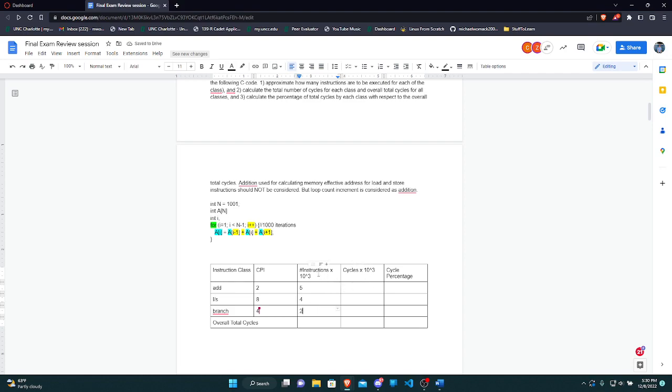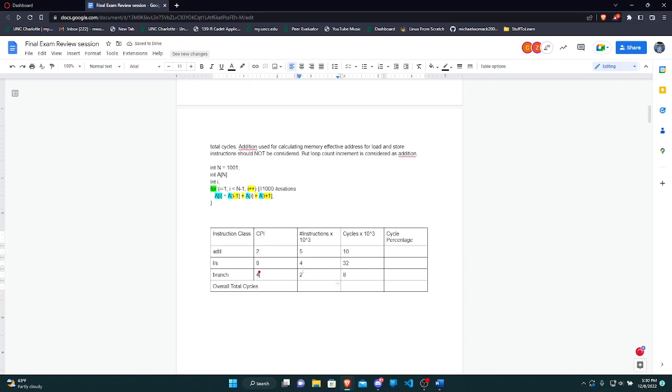So, pretty straightforward. Now to get the number of cycles, you do your instructions times CPI. So we will do 5 times 2, 10, 8 times 4, 32, 4 times 2, 8. He wants total cycles. So total cycles, it's 40 plus 10, that's 50 times 10^3. So that's how many total cycles?